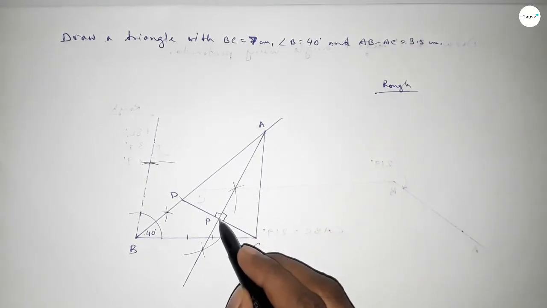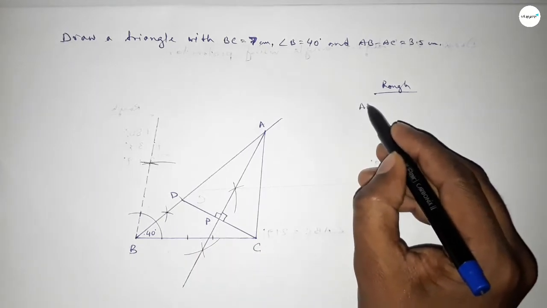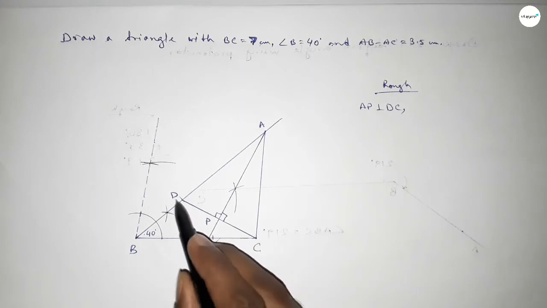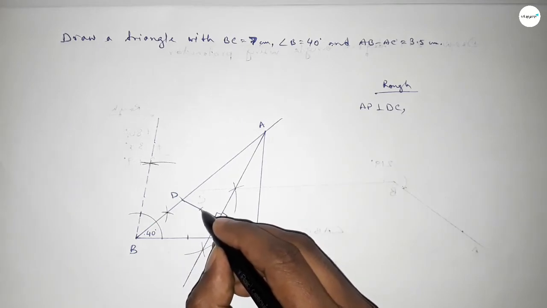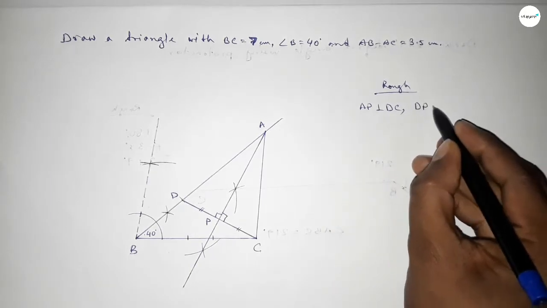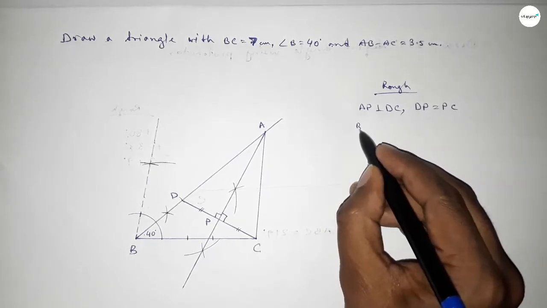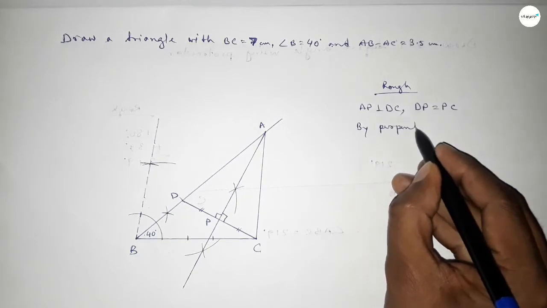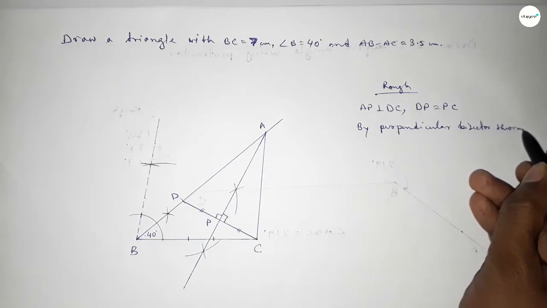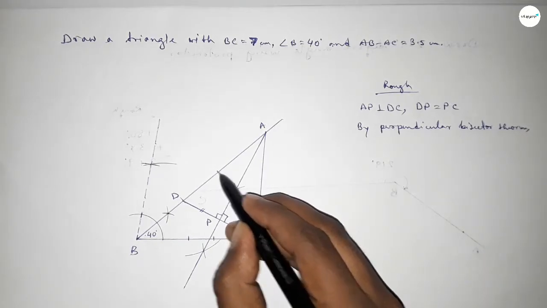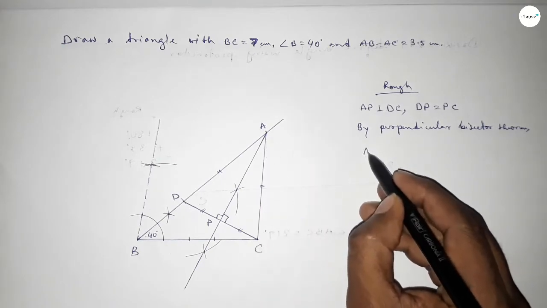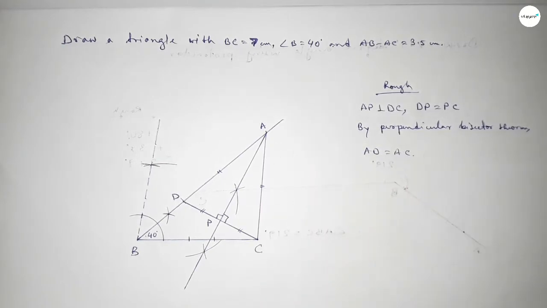So here AP is perpendicular to DC and which bisects DC equally. So this length DP and PC are also equal. So DP equal to PC. Then by the perpendicular bisector theorem we can say that the lengths AD and AC are equal. So AD equal to AC.